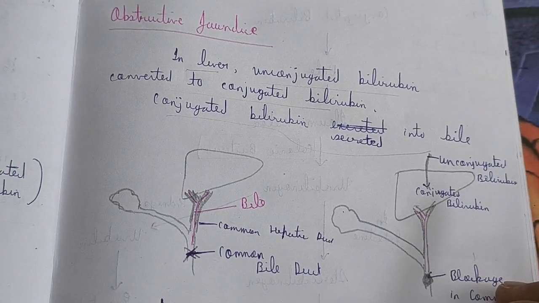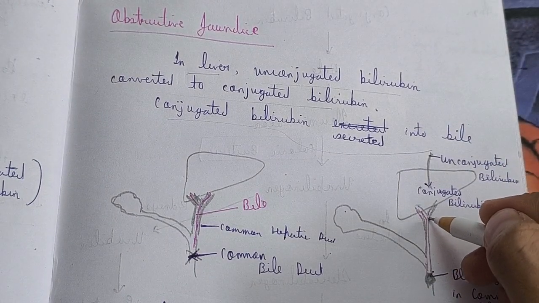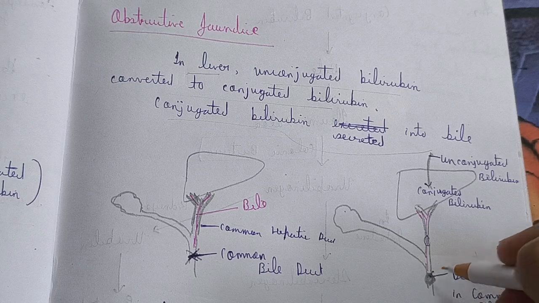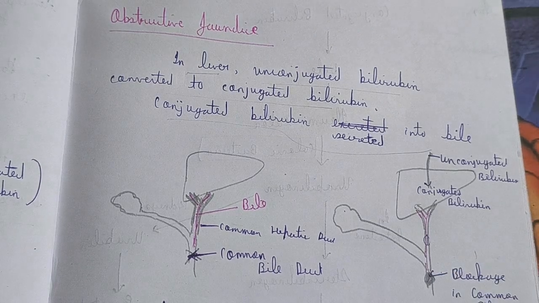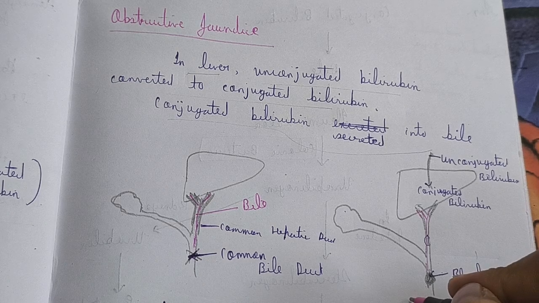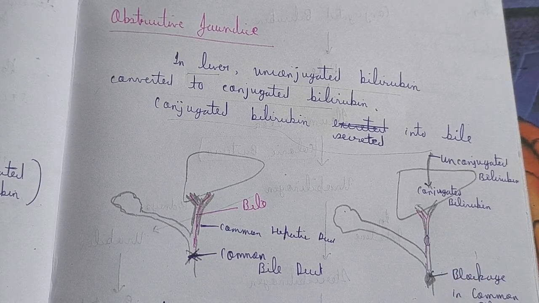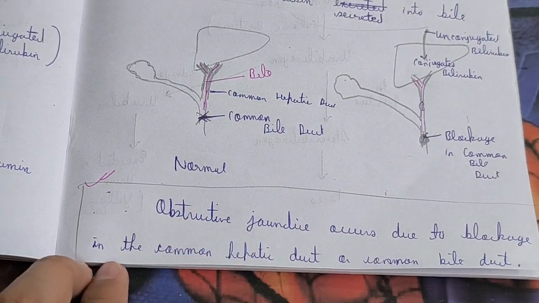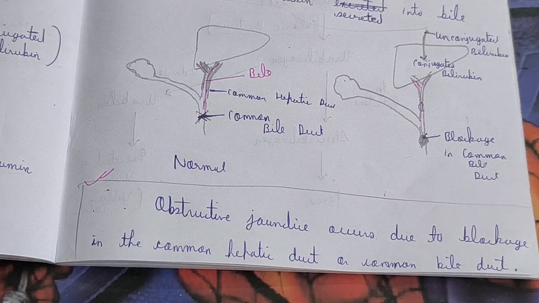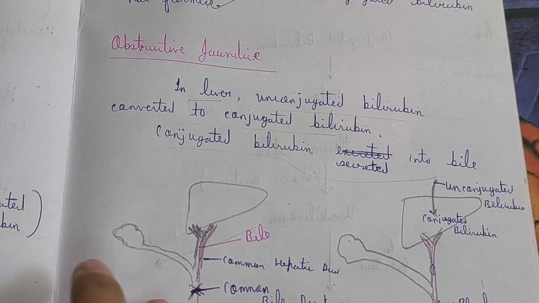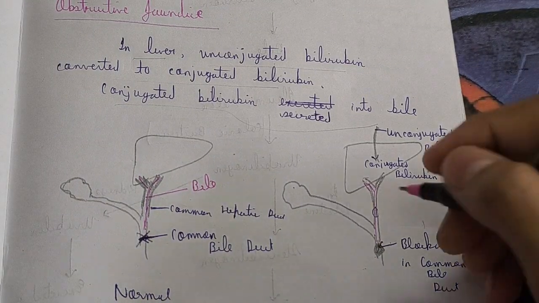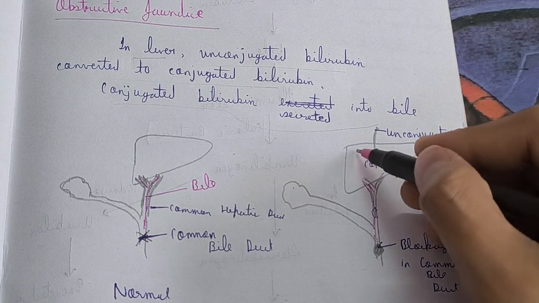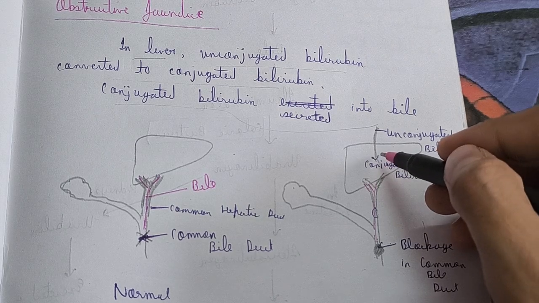But in obstructive jaundice, bile is secreted, but a blockage occurs either in the common hepatic duct or in the common bile duct. As a result, the bile doesn't go into the intestine. Therefore, obstructive jaundice occurs due to a blockage in the common hepatic duct or common bile duct. One thing I want to mention is that as the bile doesn't go into the intestine, it returns into the liver. Therefore it damages some hepatic cells and the bile canaliculi of the liver.